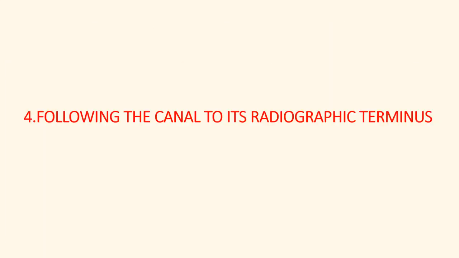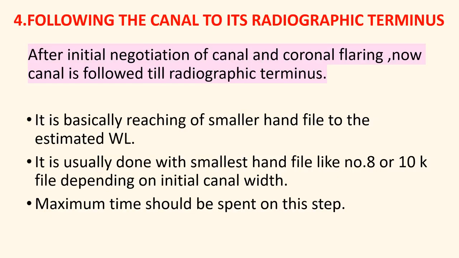Next step is following the canal to its radiographic terminus. This is a very important step in glide path preparation. After initial negotiation of the canal and coronal flaring, now the canal is followed till a radiographic terminus. It is basically reaching of the smaller hand file to the estimated working length. It is usually done with the smallest hand file like a number 8 or 10 K file depending on the initial canal width. Maximum time should be spent on this step.